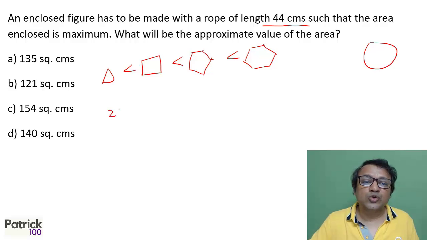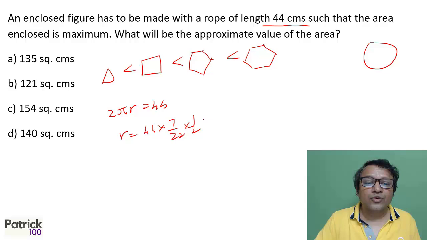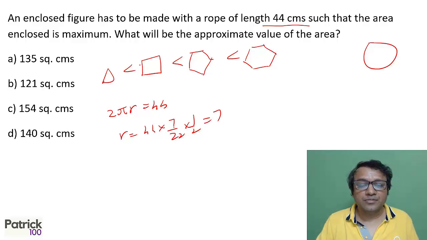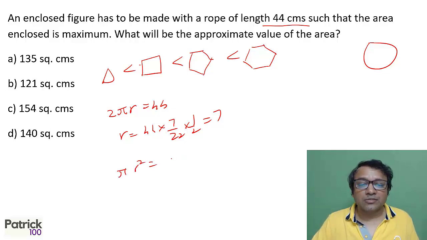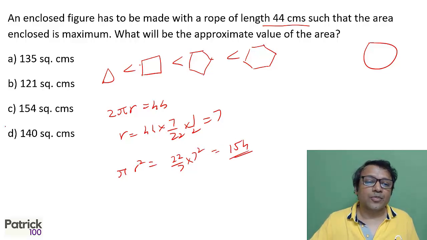That means 2 pi r, the perimeter, equal to 44. So r equals 44 into 7 upon 22 into half, which will give you 7. That is r. So area is pi r squared, which is 22 upon 7 into 7 squared. So 22 into 7, which is 154. C option.